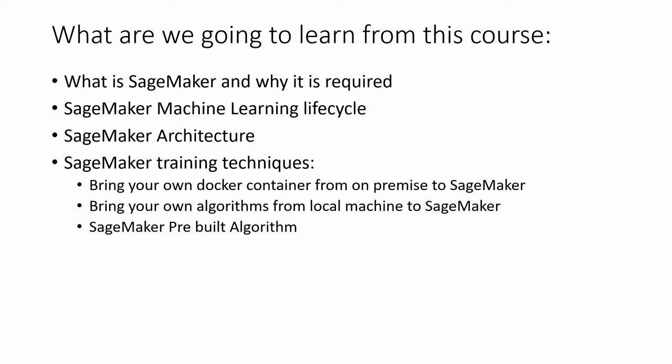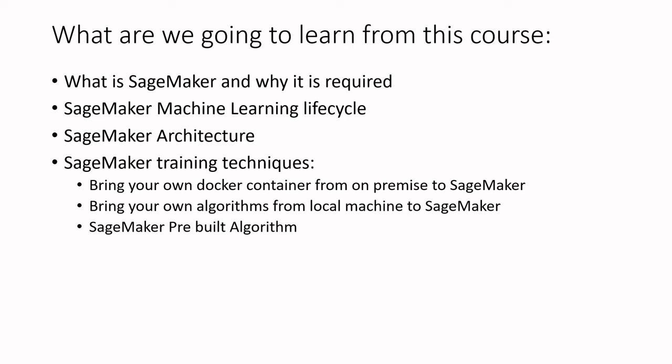The first technique is bring your own Docker container from on-premises to SageMaker. So you have your own Docker container which you have already executed on your local server. A Docker container encapsulates your training algorithm and the serving algorithm, so it has already been executed. Now, if you want to bring that Docker into SageMaker, what all needs to be done? We will do a deep dive on how to bring your own or any Docker container from on-premises to SageMaker.